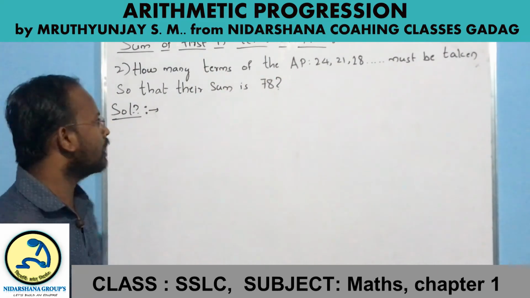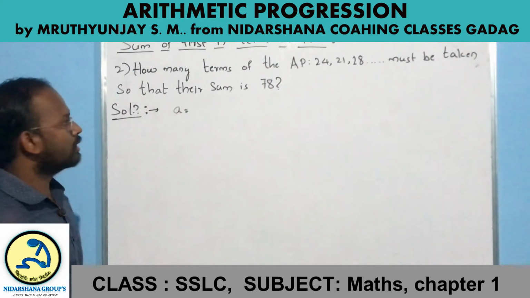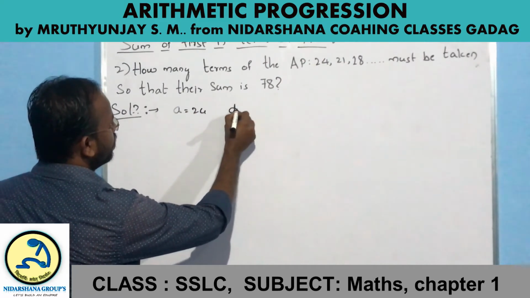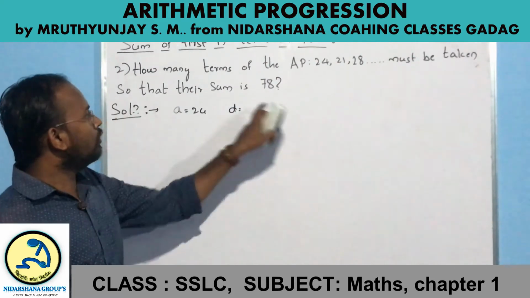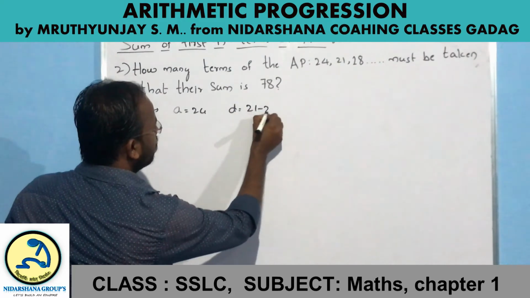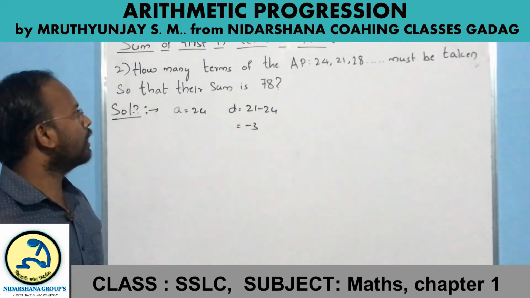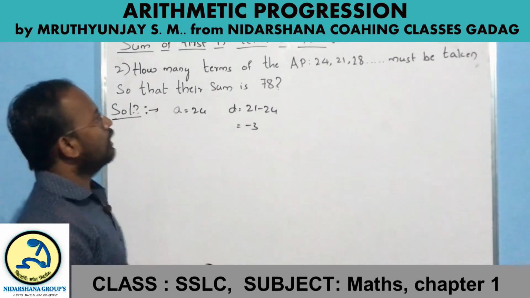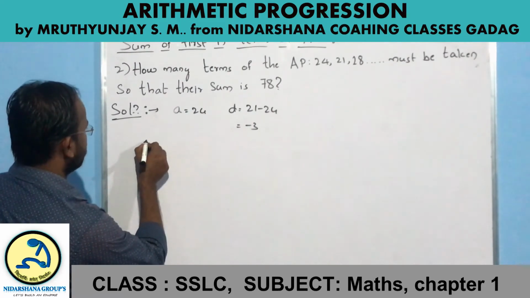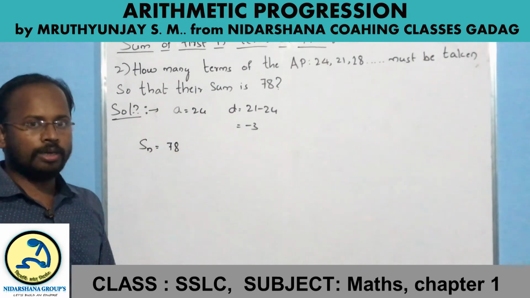So first I will write the data. First we need to write the first term of the arithmetic progression. First term is 24, and next we need to calculate d. That is, d is equal to second term minus first term, 21 minus 24, that is minus 3 is the common difference here. After that, one more thing he has given: the sum must be 78. We write Sn is equal to 78.